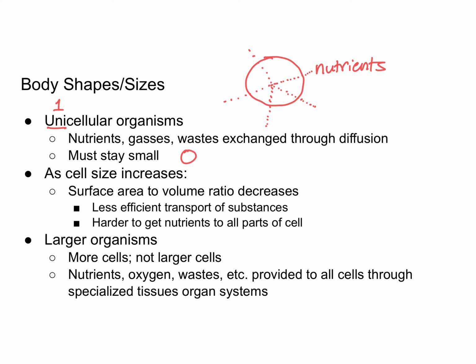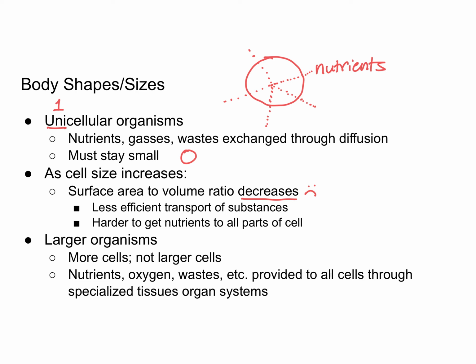As cell size increases, something called the surface area to volume ratio decreases, and this is a problem. Basically, if a cell gets too big, then there's not enough surface area for nutrients and waste products to diffuse across the cell membrane fast enough to get to all different parts of the cell. And I'm going to post a link to another video that better explains this concept. It's a concept you should have learned in a previous biology course, but if you don't remember this, you might want to watch that video to get some review.